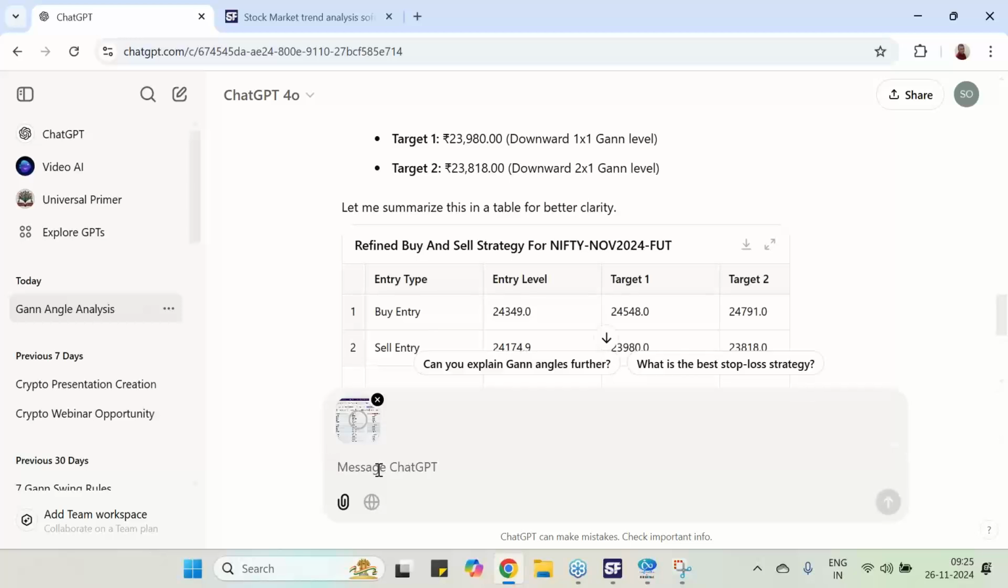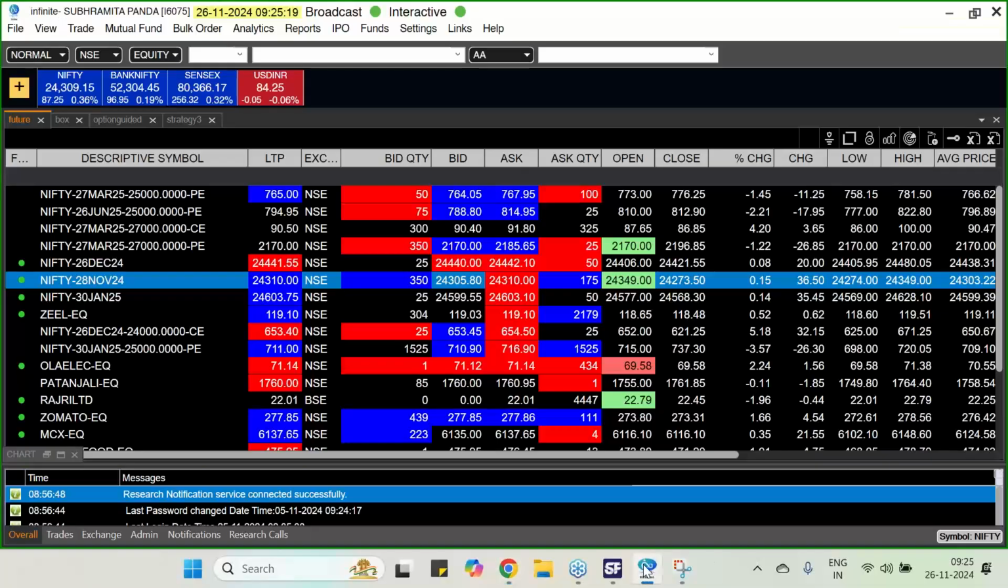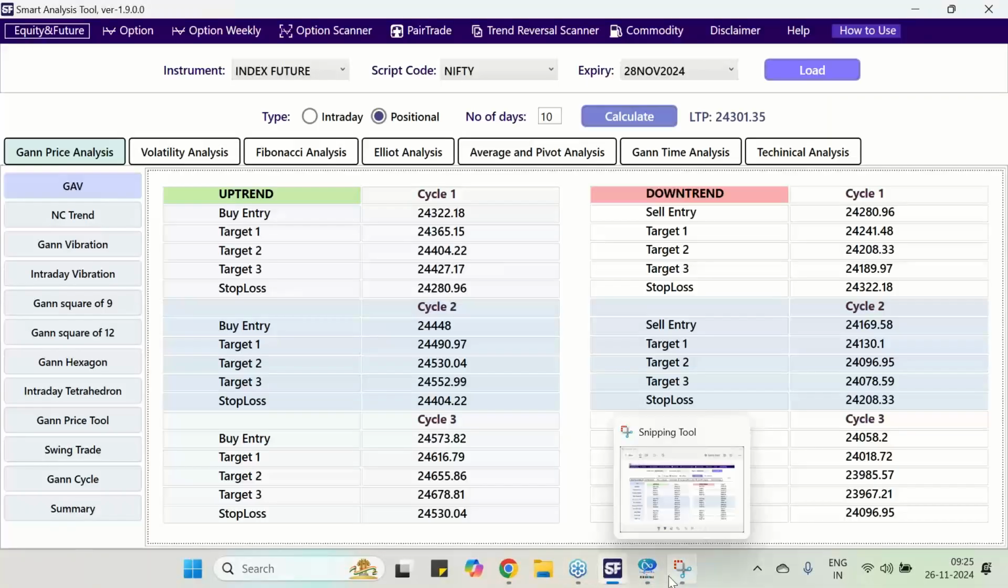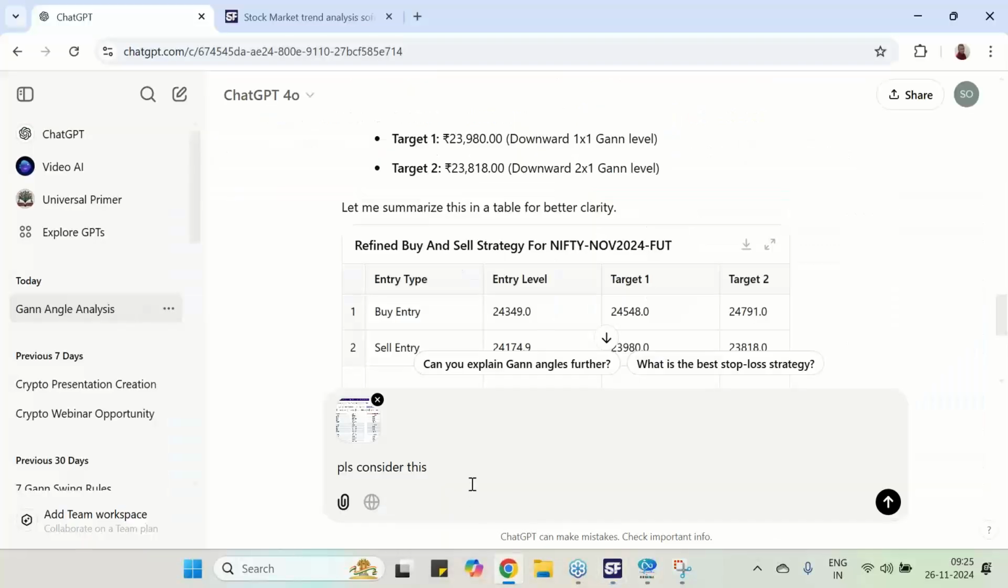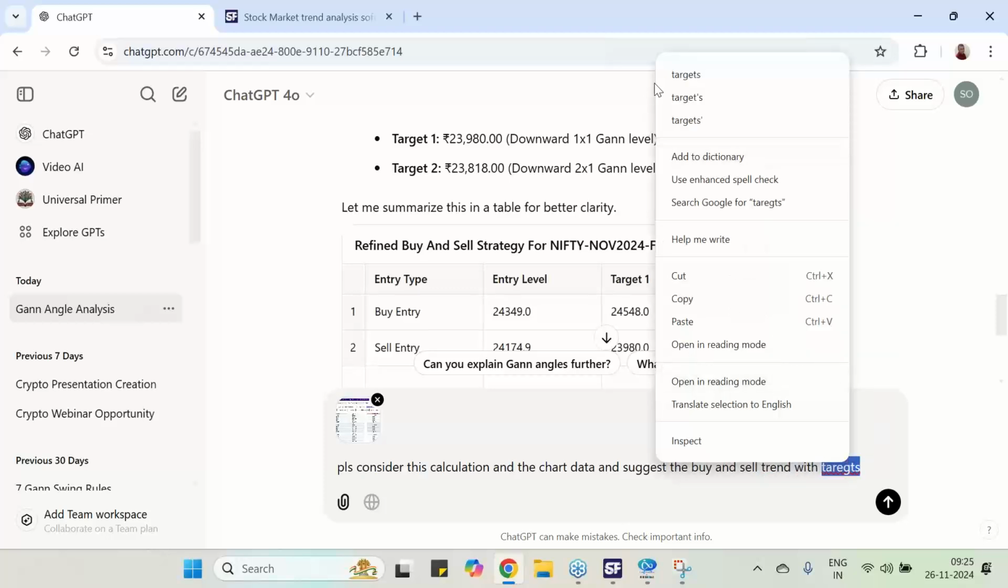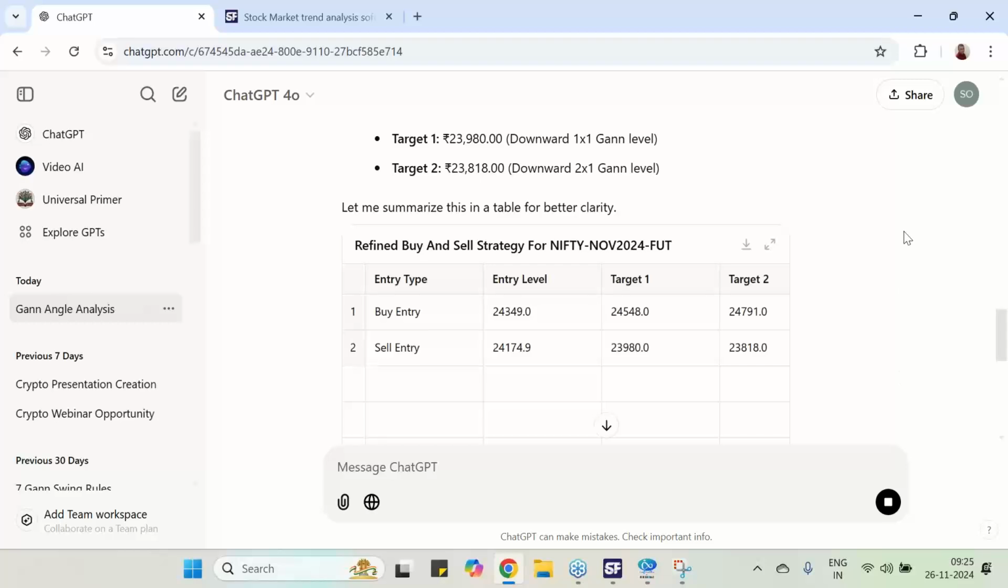So now I will be putting in this value. So please consider this calculation and the chart data, and suggest the buy and sell trend with targets. So I'll tell you, trend with targets.